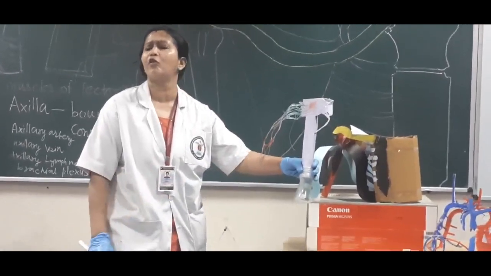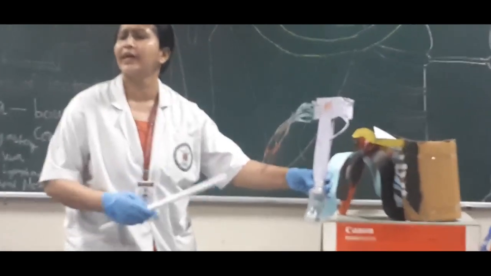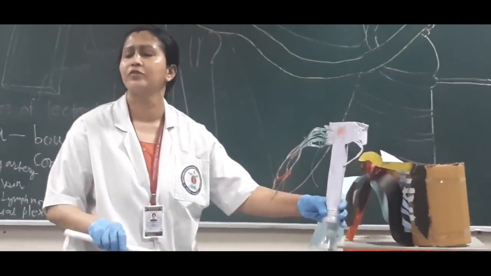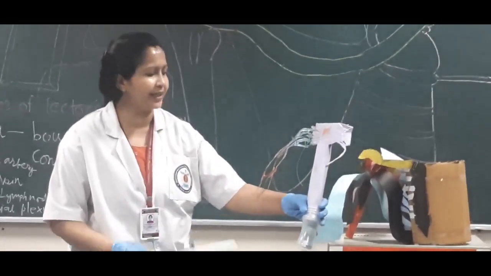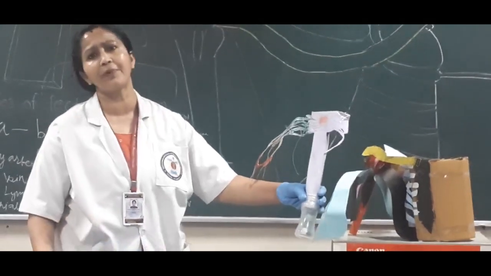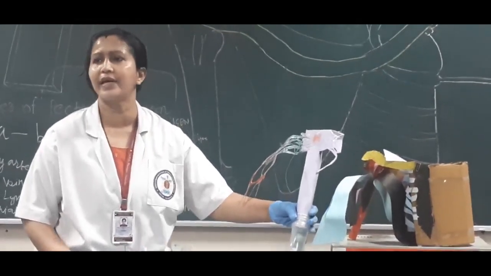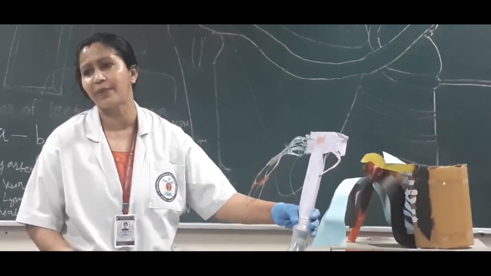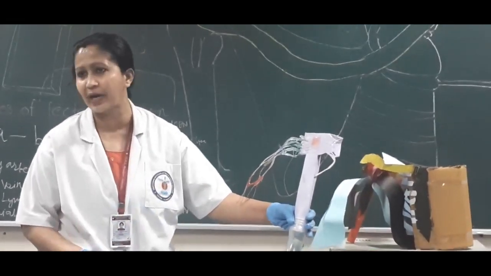Medial cutaneous nerve of arm. It itself says that I am going to supply the skin of the arm, medial side. Medial cutaneous nerve of forearm is going to supply the skin of the forearm, medial side. Now the medial pectoral nerve. It supplies pectoralis major as well as the pectoralis minor muscle.